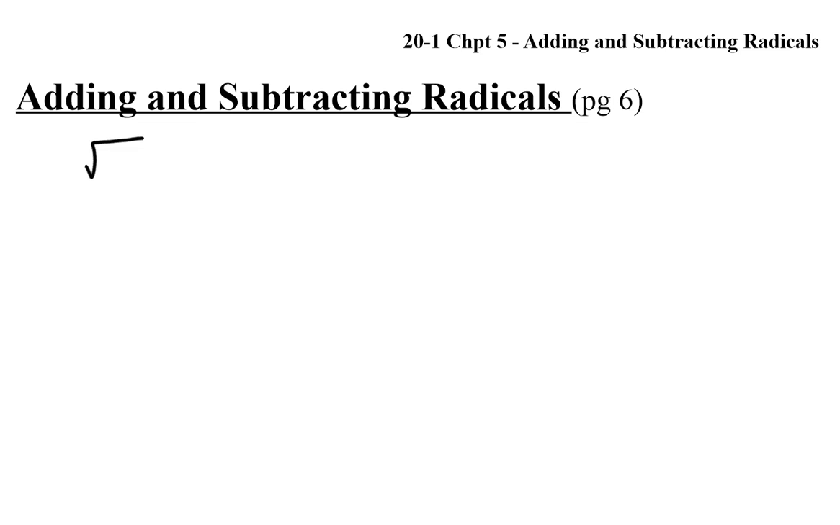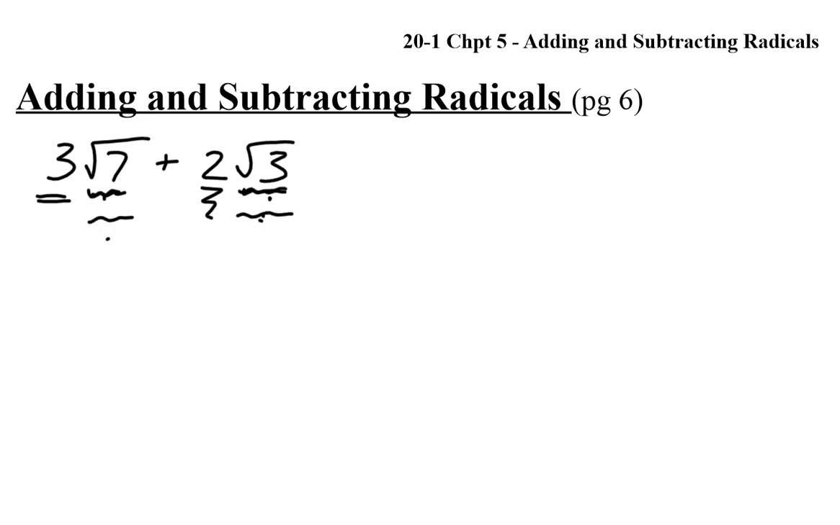Before we get started, if I have two radicals, you don't have to take this down, 3 root 7 plus 2 root 3. Well, the radical itself is kind of like a variable. This is saying I have 3 root 7s and I have 2 root 3s. Root 7s and root 3s are not the same thing. Root 7 has a value, root 3 has a value, so I can't say that 3 root 7s and 2 root 3s go together, because root 7 is a different value than root 3.